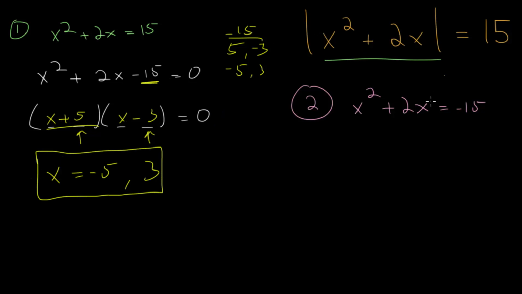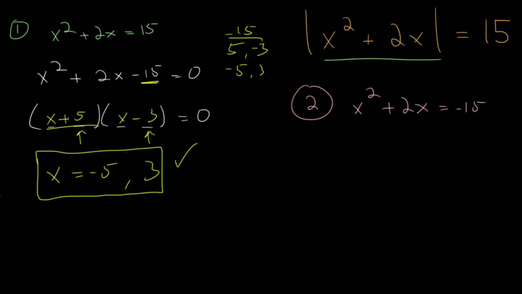If we plug these in, let's say -5, we get 25 minus 10, which is 15. We plug in 3, we get 9 plus 6, which again is 15. So both of these we can check, they do make sense.